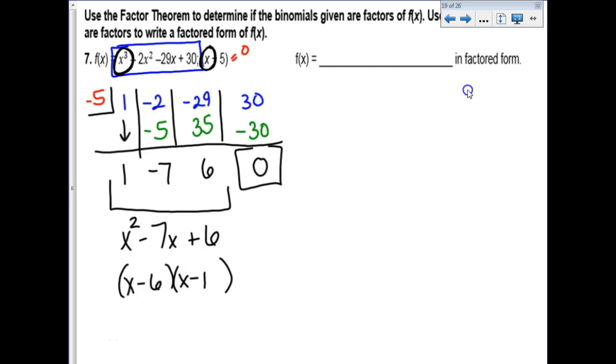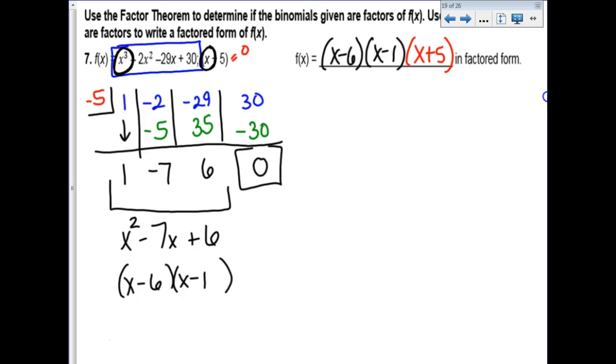So it says, what is f of x in factored form? So then this is the problem I get from kids. They go, oh, well, it's x minus 6 times x minus 1. Is that equivalent to the original problem? No, there's a whole other factor that we used early on that you were totally forgetting. What is it? The x plus 5 is also a factor. Does it matter what order I write these factors in? No. Commutative property says no.